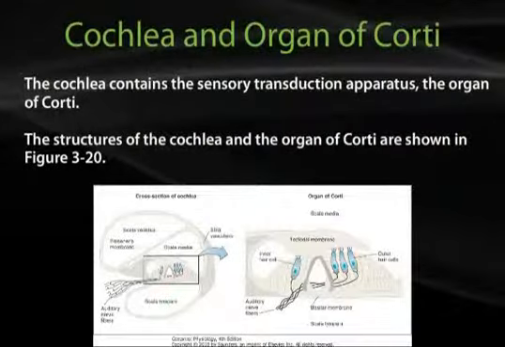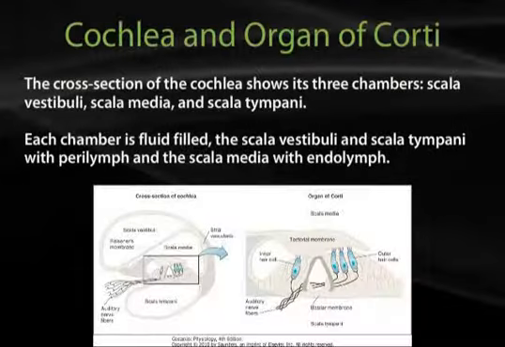Let's now talk about the cochlea and organ of Corti. The cochlea contains the sensory transduction apparatus, the organ of Corti. The structures of the cochlea and the organ of Corti are shown in figure 3-20. The cross-section of the cochlea shows its three chambers, scala vestibuli, scala media, and scala tympani. Each chamber is fluid-filled, the scala vestibuli and scala tympani with perilymph and the scala media with the endolymph.